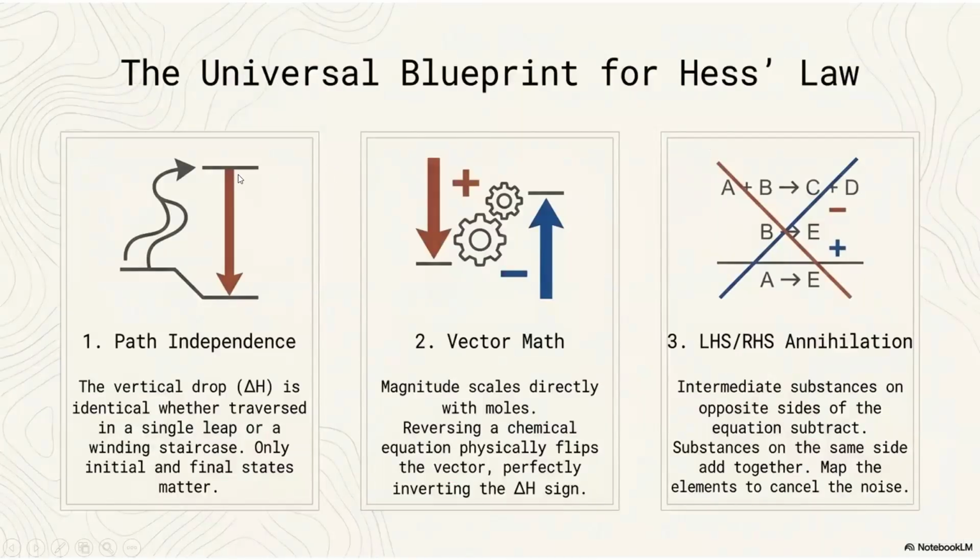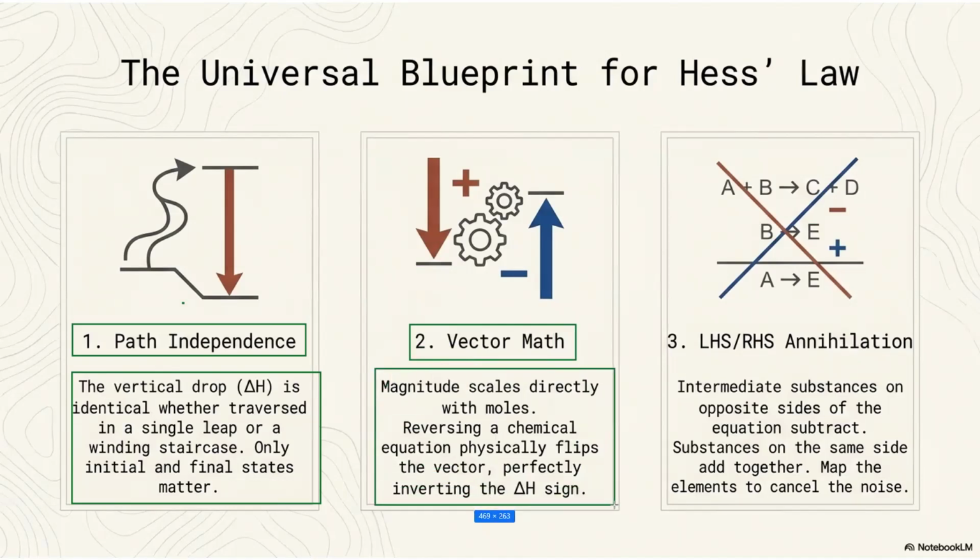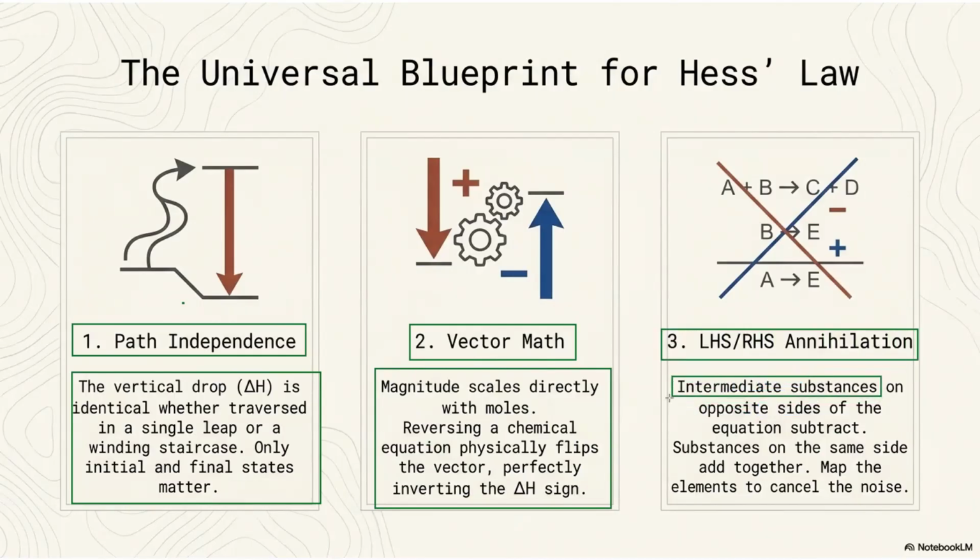Okay, so from what we have learned so far, Hess's law is not about path dependence, it's path independence. The vertical drop of the delta H is identical whether traversed in a single step or multiple steps, and the magnitude scales directly with the moles. Reversing chemical equations flips the direction by inverting the delta H sign. On the left-hand side and right-hand side, intermediate substances on opposite sides are usually subtracted, whereas species on the same side are usually added together in here, right? So this is very important when we are about to apply Hess's law.